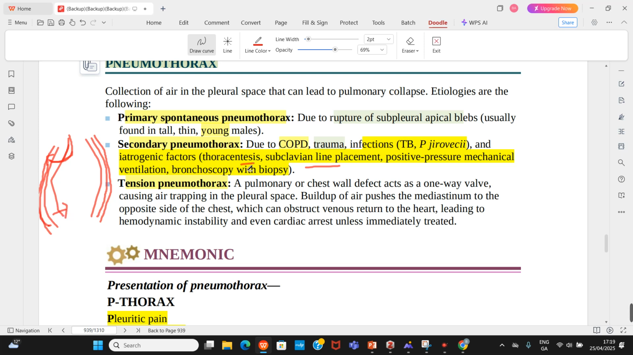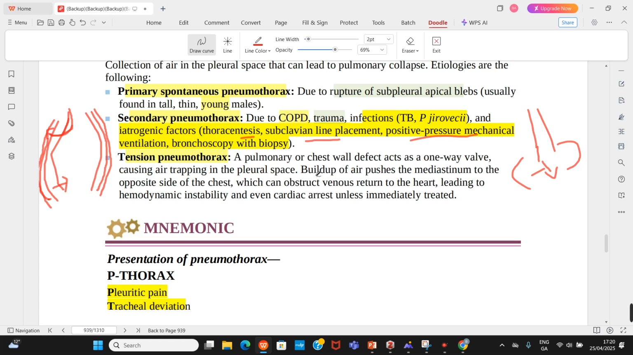So procedures like thoracocentesis, subclavian line placement, bronchoscopy can easily lead to pneumothorax, and even use of mechanical ventilation. So don't forget, if the pressure is too much, if the plateau pressure is too much, the lung can expand too much and it will burst. So when the lung bursts, what's going to happen? Air is going to be released and it can track and find its way to the pleural cavity, and from there there's going to be a pneumothorax.